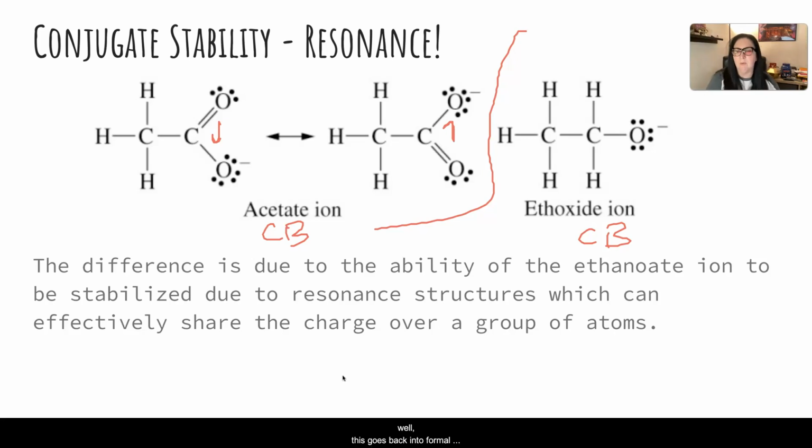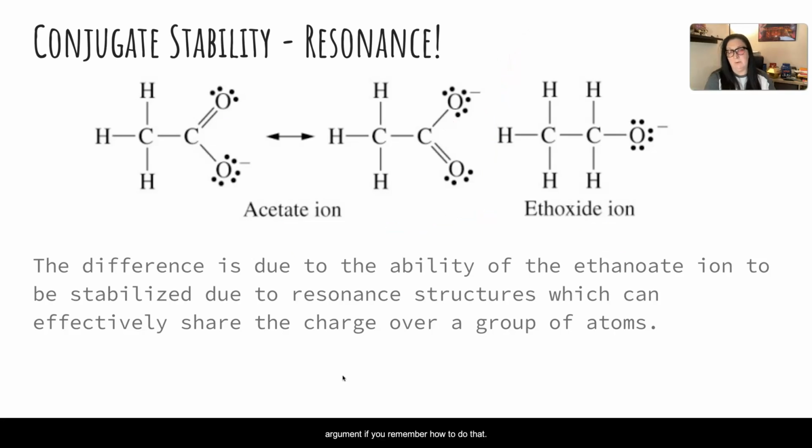Why? Okay, well, this goes back into formal charge even. So you could even make a formal charge argument if you remember how to do that. If not, let's review real quick. So formal charge, we take our valence electrons, and then let's just work through it. Oxygen. Oxygen's in group 6. It has 6 valence electrons.